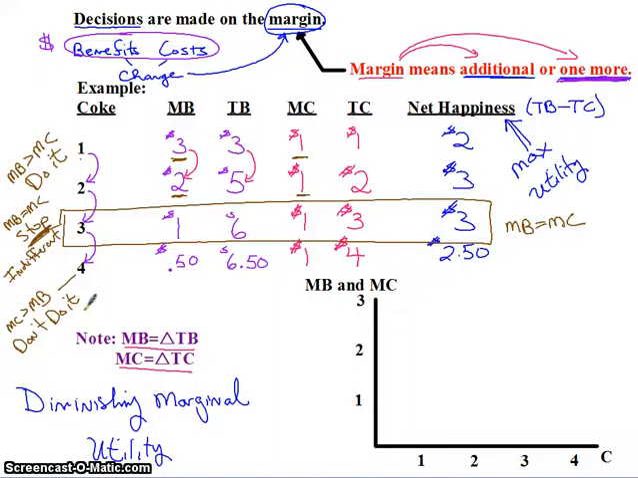So what's our rule for behavior? Our rule for behavior is simply this. You engage in a behavior up to the point that the marginal benefit equals the marginal cost. And that's where you stop. That tells us how many Cokes to buy. So this person would buy 3 Cokes, where the net happiness utility is maximized. And we'll talk more about that on the next video where we will graph the marginal benefits and marginal costs.